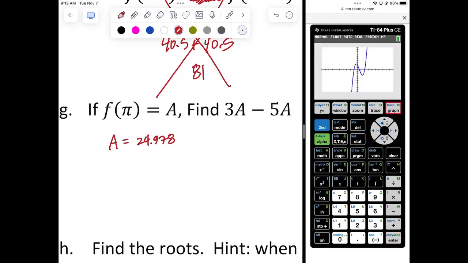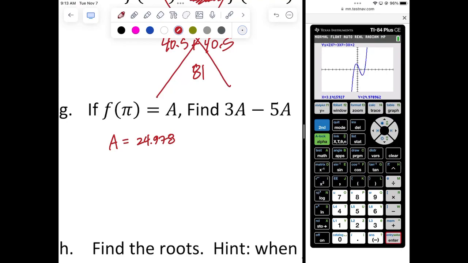Let me show you another thing that's important with the calculator. Let's say that I found that value, 24.978, from the calculator. If I go to my graphing screen and hit trace, I can hit second pi. It'll evaluate it right there. Notice it says the y value is 24.978. Now notice it's not blinking on the screen because it's off the screen. Your x values have to be on the screen, but your y values can be off the screen. What if I wanted to store that y value as a?